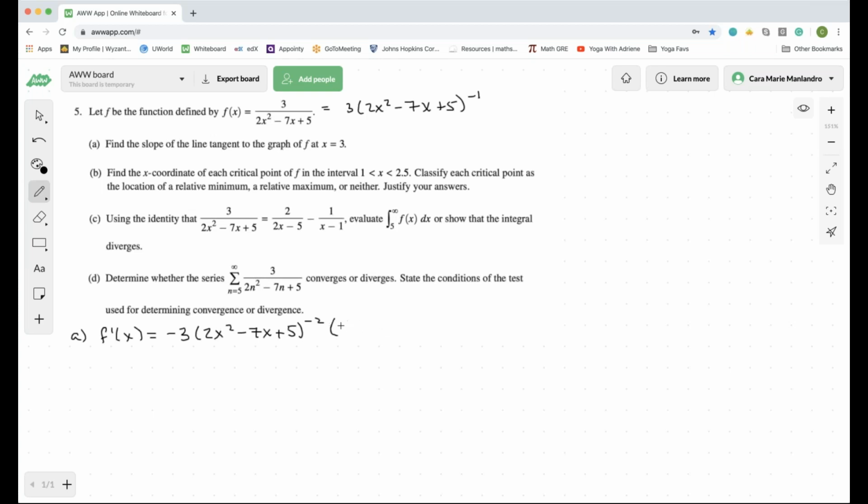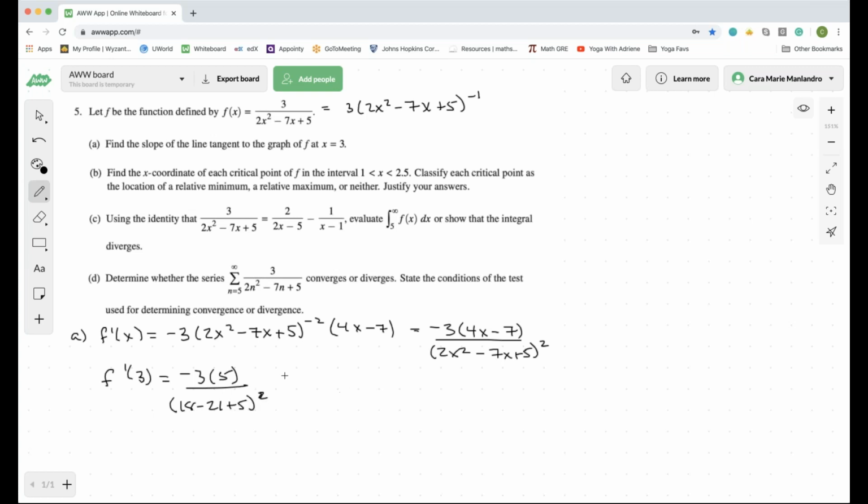All right, and then we have to make sure we take the derivative of the inside. All right, and so I should get -3(4x minus 7) over (2x squared minus 7x plus 5). All right, and then we want to find f prime of 3. So -3, and then 12 minus 7 is 5, over (18 minus 21 plus 5) squared.